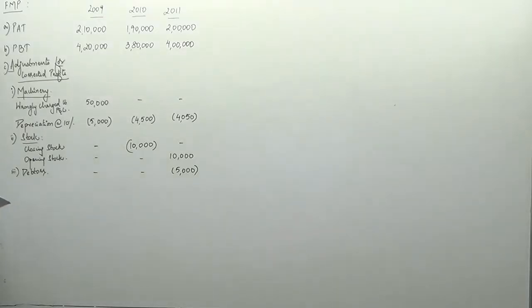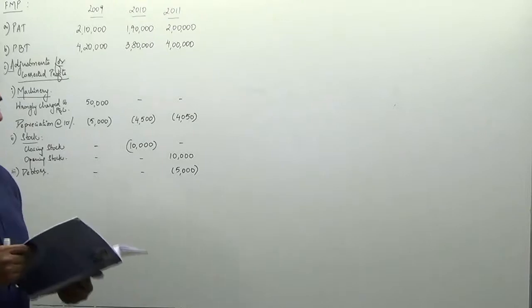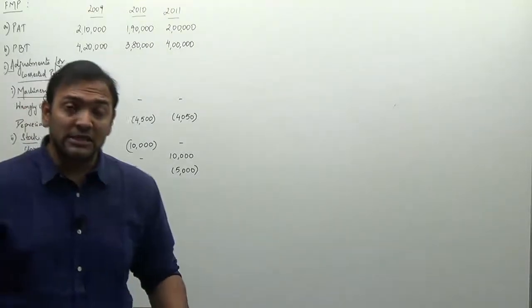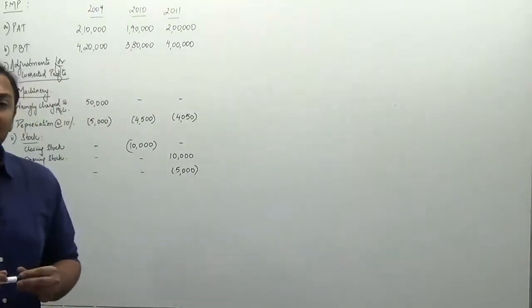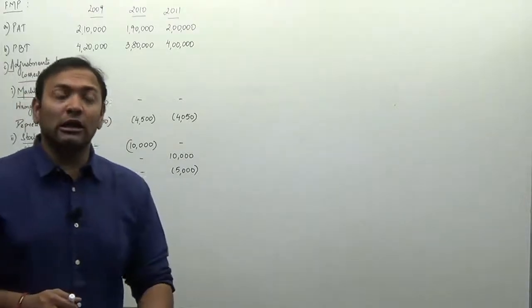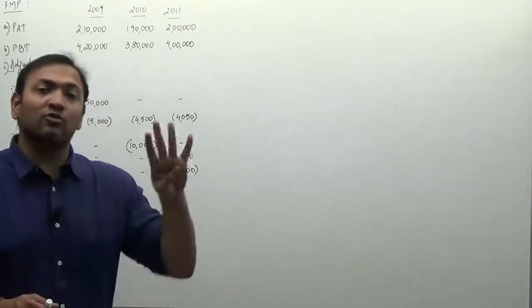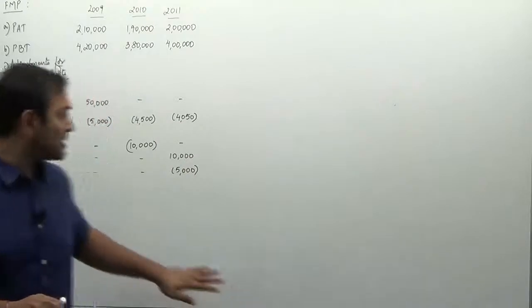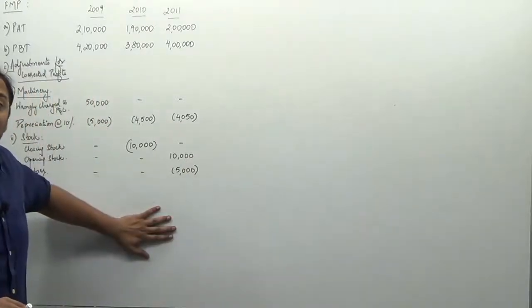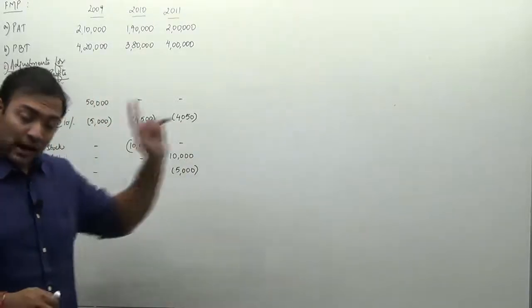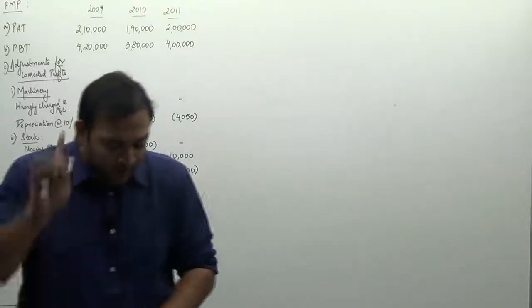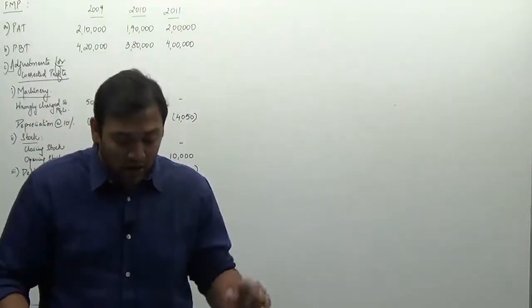Then, some old furniture having a book value of 10,000 was disposed of for 6,000. Why was this item given to you? Because it is a non-recurring item. Abnormal loss of 4,000. Abnormal loss is not an adjustment to correction of profits. It is an adjustment to be done for FMP. So park it aside. This adjustment I'll consider, but not now.